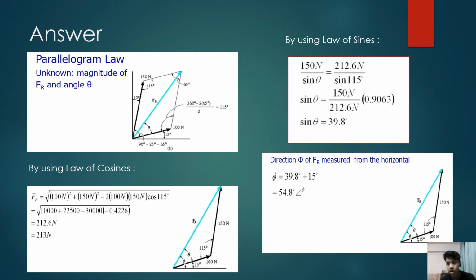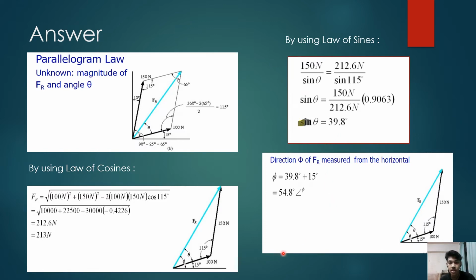Then we are going to calculate the angle. To calculate this angle, we are using the law of sine. So we just substitute it in the formula like usual. Then we will get the angle is 39.8. Oh, I think this one is some mistake. It is only angle theta. It's not sine theta. So next we have got the angle, which is 39.8 degrees.